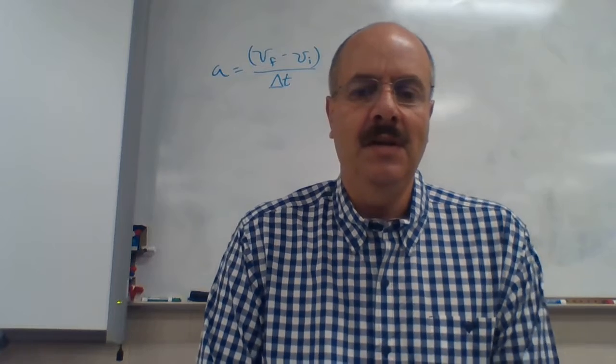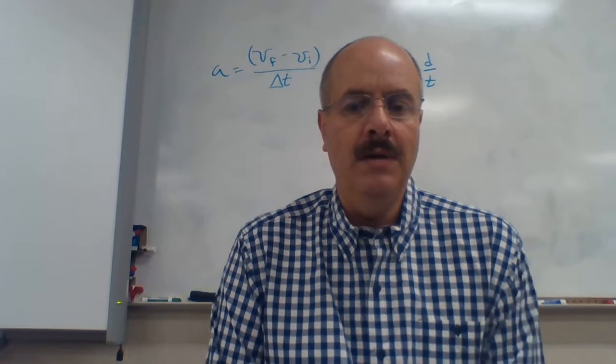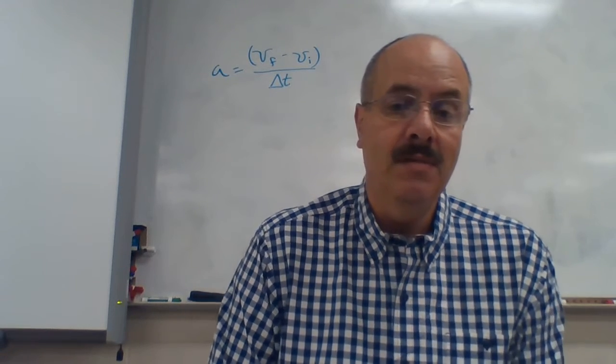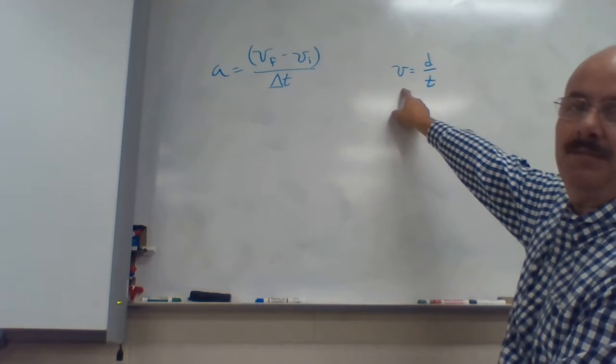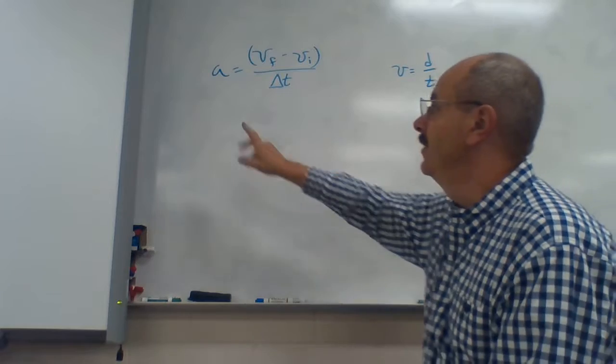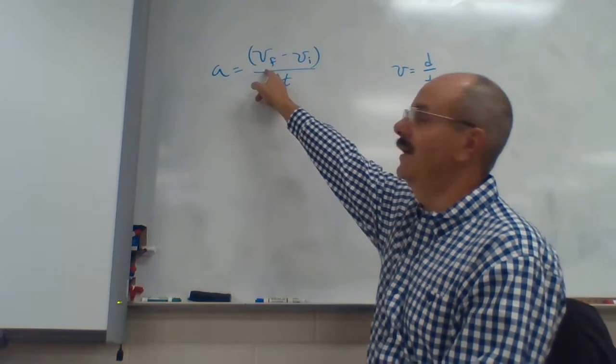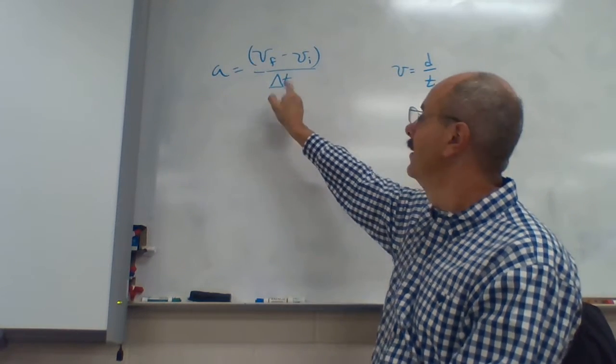Okay, let's go over the answers to the acceleration worksheet. This one was probably a little complicated, took some math, but you're only going to use two equations. You're going to use the equation for speed, which is distance divided by time. And you're going to use the equation for acceleration, which is final velocity minus initial velocity, divided by the change in time.